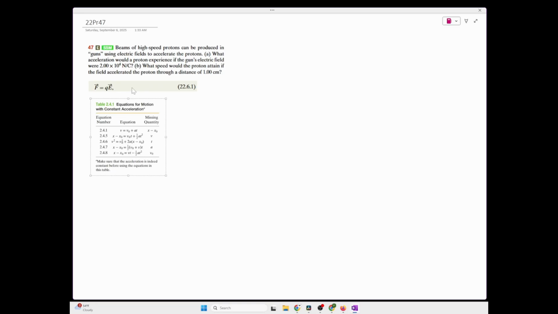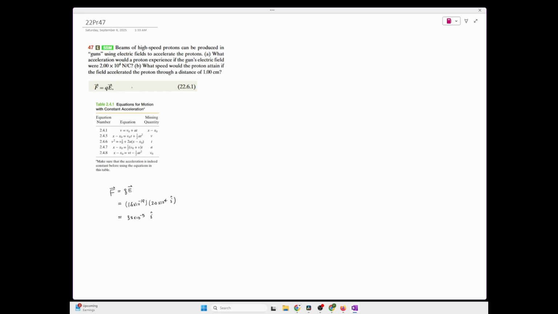To get that, all that we have to do is to use equation 22.6.1 along with the equation for Newton's law. So, since we have a proton in an electric field, that proton would experience an electric force which is equal to the charge multiplied by the electric field.